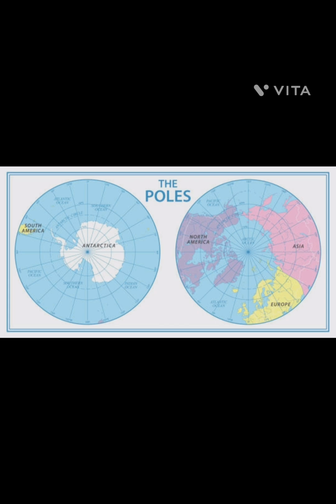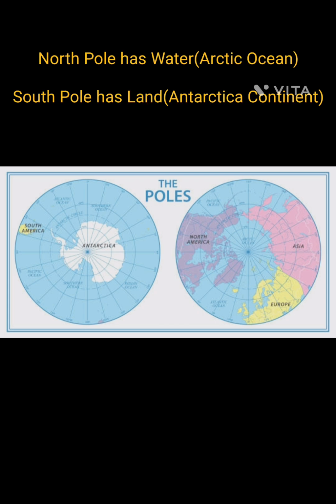You can see the two poles of the globe, North Pole and the South Pole. An interesting thing about the poles is that the North Pole has water in it. You can see the entire Arctic Ocean in the North Pole, and in the South Pole you have land called the continent of Antarctica.